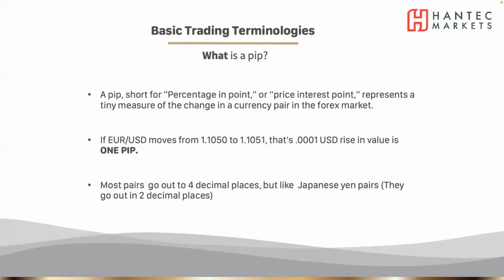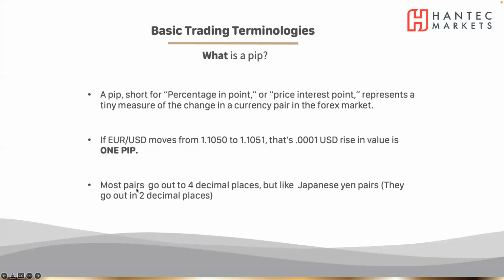Most pairs go to 4 decimal places. So in the example that I've shown you above, if you notice, we have the pip movement from 1.1050 to 1.1051. You notice that this one is the 4th one after the decimal place. It's the 4th number after the decimal place. So that is where we regard 1 pip movement, okay? Please make note of that. It's something very important to learn in your trading.